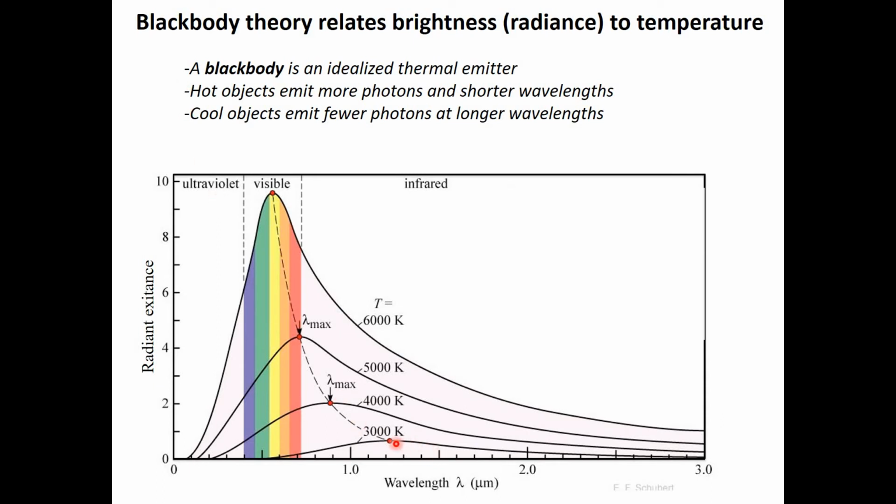So the hotter an object gets, 3,000, 4,000, 5,000, 6,000 Kelvin, the more photons it gets, right? So you get more photons at this peak, but also notice the peak shifts towards the visible spectrum. So essentially the pattern of photon emission is changing in a predictable way based on temperature. And we're going to be able to exploit that to measure those photons and convert to temperature.